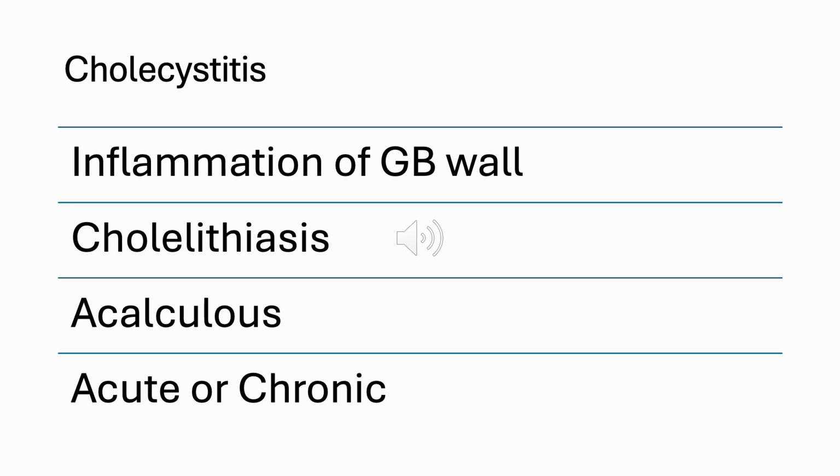Cholecystitis, as I mentioned previously, is inflammation of the gallbladder wall. The most common cause of cholecystitis is cholelithiasis, which is gallstones. However, gallstones don't always cause cholecystitis. You could have gallstones and never know about it, just find out about it on a random ultrasound that you have. And then cholecystitis could be with stones or without stones. And this term for stones is calculus. So acalculous means without stones.